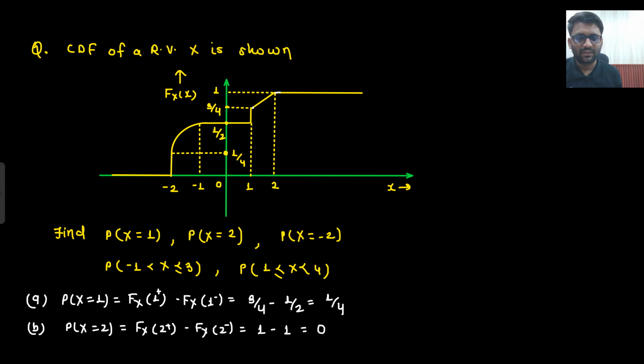Whenever the graph is continuous, the probability at a point would be 0. If the graph is continuous, no? But here at x equals 1, there was a sudden jump. If there was a sudden jump, then the probability at a point would be non-zero. Otherwise, it will be 0 only.